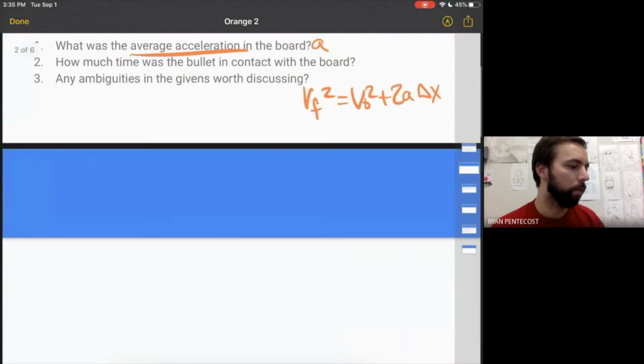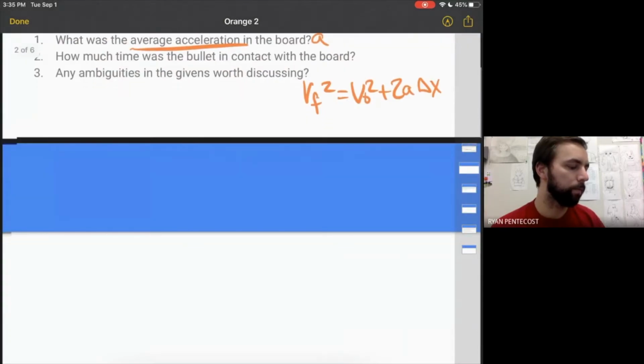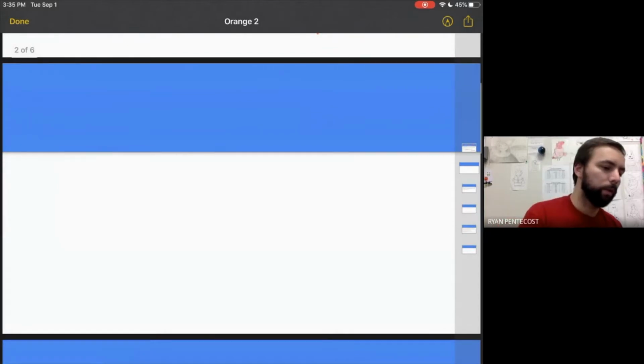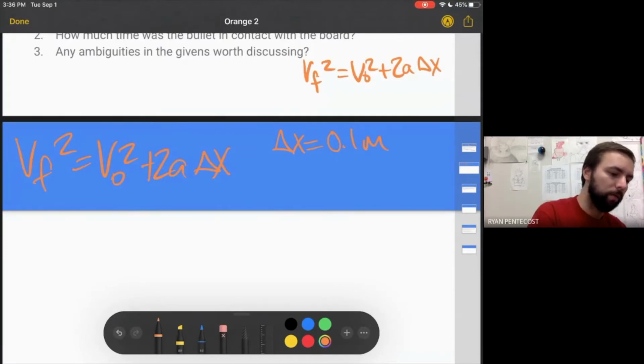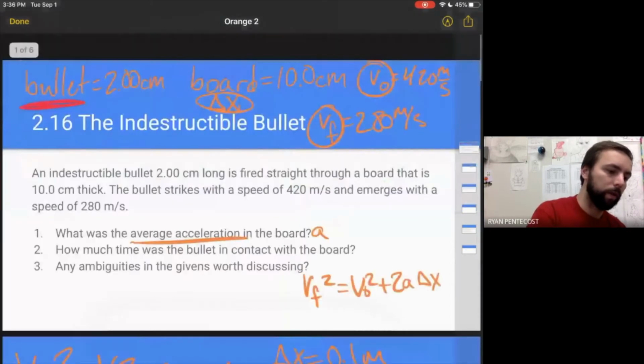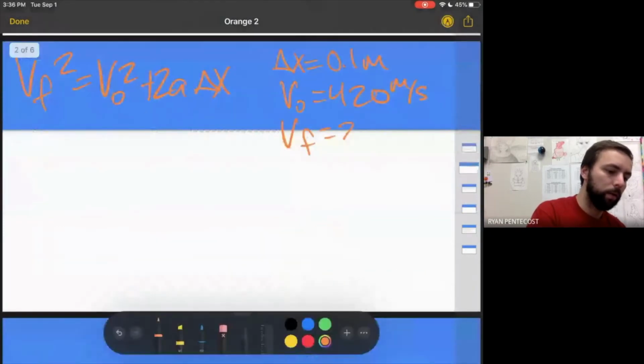So what was the average acceleration in the board? We're going to use v final squared equals v naught squared plus 2a delta x. We've got delta x as 0.1 meters, 10 centimeters, v naught as 420 meters per second, and the final velocity as 280 meters per second. We need acceleration.